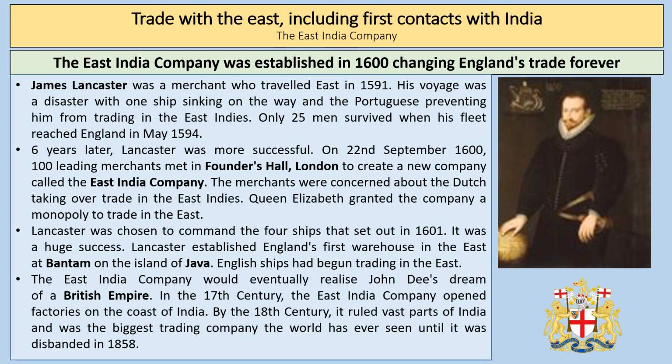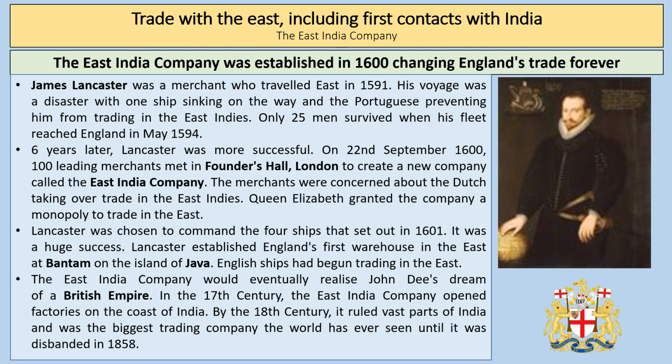On the 22nd of September 1600, 100 leading merchants met in Founders Hall, London, to create a new company called the East India Company. The merchants were concerned about the Dutch taking over trade in the East Indies. Queen Elizabeth granted the company a monopoly to trade in the East. Lancaster was chosen to command the 4 ships that set out in 1601. It was a huge success. Lancaster established England's first warehouse in the East at Bantam on the island of Java. English ships had begun trading in the East.